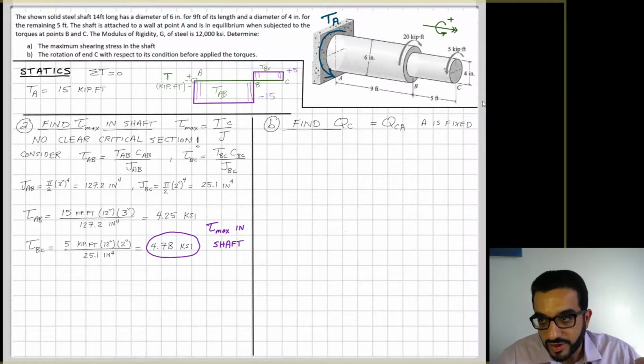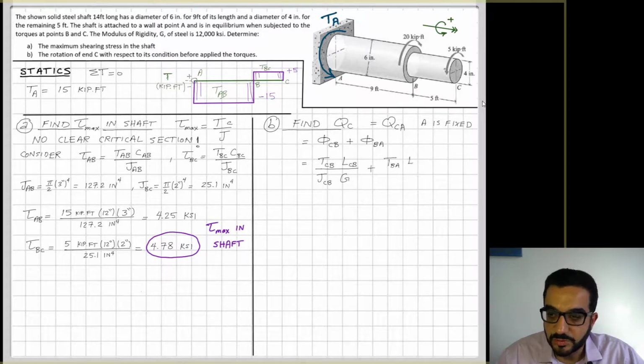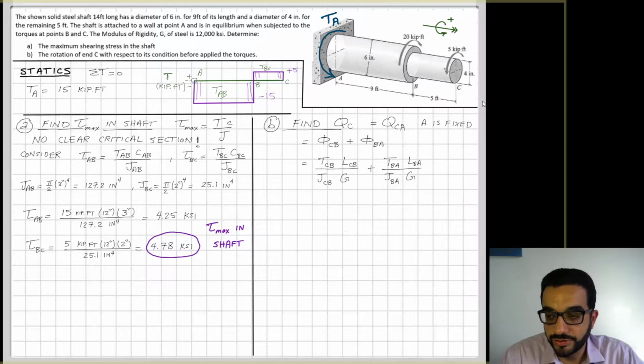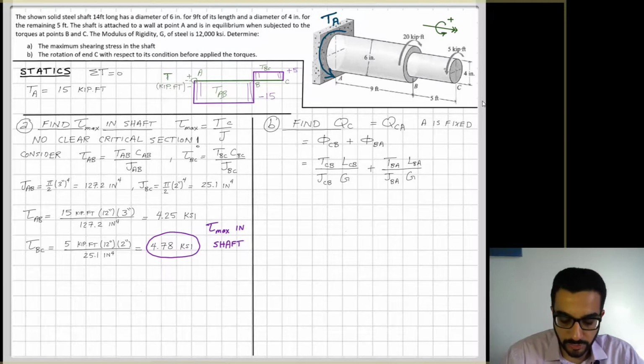Now I can break down this segment or length CA into two segments. So CA is CB plus BA. And the accumulation of twisting between these two segments will give me the twisting of the section at C. And we know from the previous video that phi is equal to T L over J G. The two sections will have different values for T, L, and J, but the whole shaft is made out of steel, so I'll just call this G. And we will plug in the values.